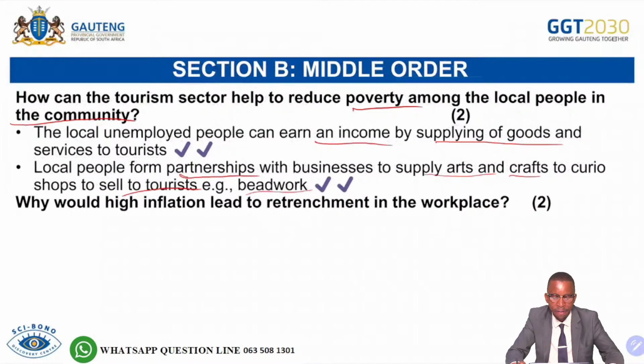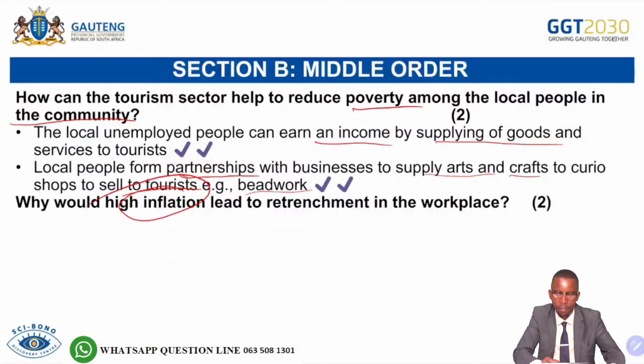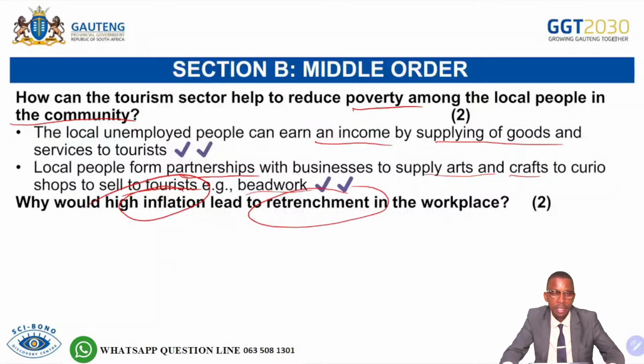Why would high inflation lead to retrenchment in the workplace? Now we are talking about high inflation. We are talking about retrenchment. Now it is very important for you to link. Remember, high inflation. If inflation is too high, what normally happens? There will be a decrease in the buying power of money. And then also, if inflation increases, trade unions will start to negotiate or bargain in order to get better wages and salaries for their members, to prevent them from living at an undermined living standard.